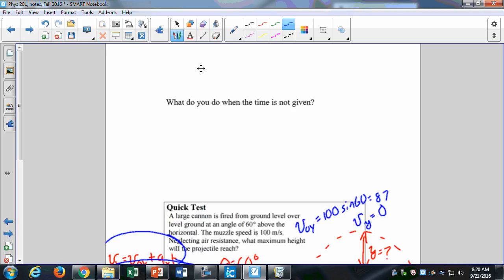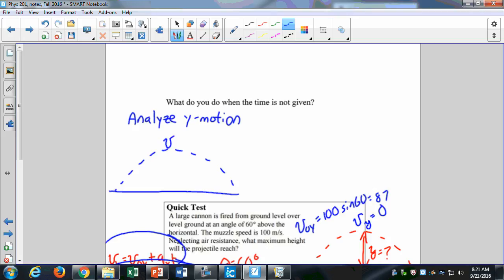What do you do when the time is not given? I sort of covered this a little bit, but usually what you're going to do is analyze the y motion. Almost always this is what you're going to do. So we'll analyze the y motion. For example, we know that v at the top in the y direction is equal to 0, like we've been doing. And from that information, you can figure out the time at the top. And then if it's symmetrical, that is, it begins and ends here and here, then you can double that time to get the total hang time, just like we've been doing.